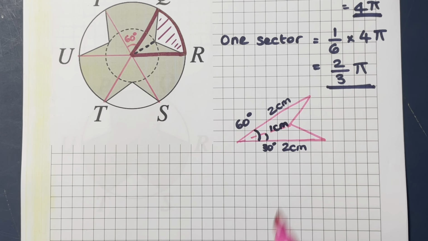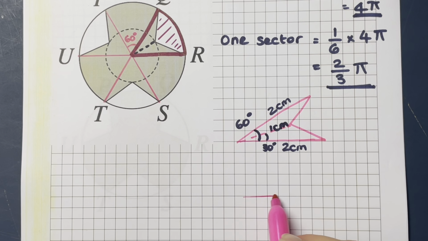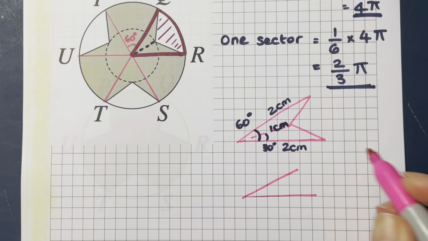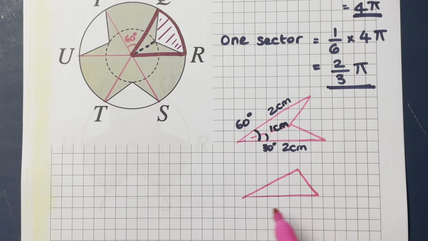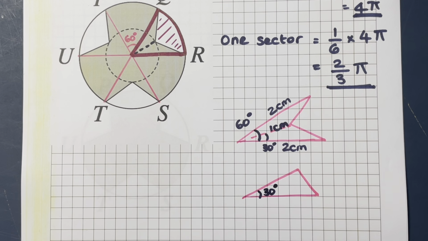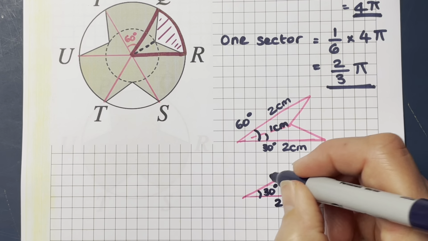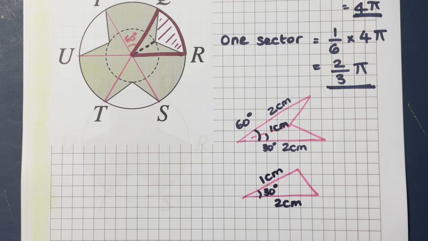I think I've got enough information now, but I'm just going to sketch it out again just to help me. So I'm just going to draw half of my quadrilateral. I'm going to draw the triangle at the bottom. Okay, so it's not totally accurate, but again, it doesn't have to be perfectly accurate. It's just representative. I've got a 30 degrees there. I've got a 2 centimetres there, and I've got a 1 centimetre here.